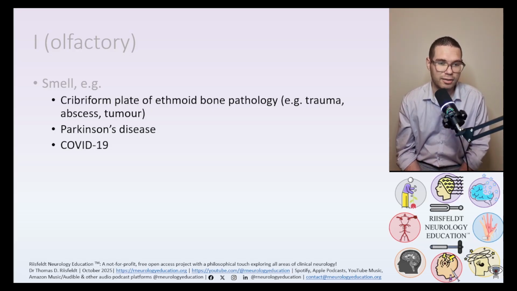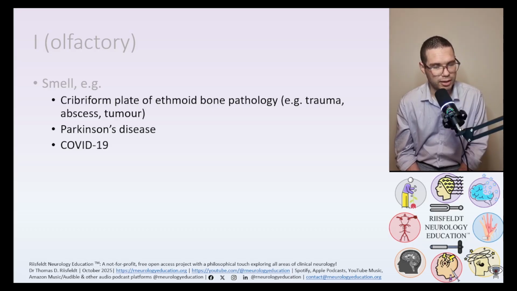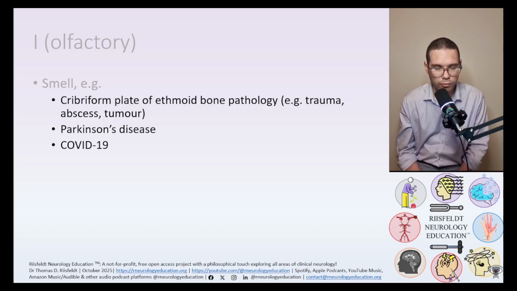You can try and test each nare individually, but I don't think that's very helpful because it's pretty difficult to isolate one nare and then the other. And how can this sometimes be clinically relevant? So, firstly, if there's any pathology affecting the cribriform plate of the ethmoid bone, such as trauma or an abscess or some form of tumor, then that could invade into and affect the olfactory nerve.